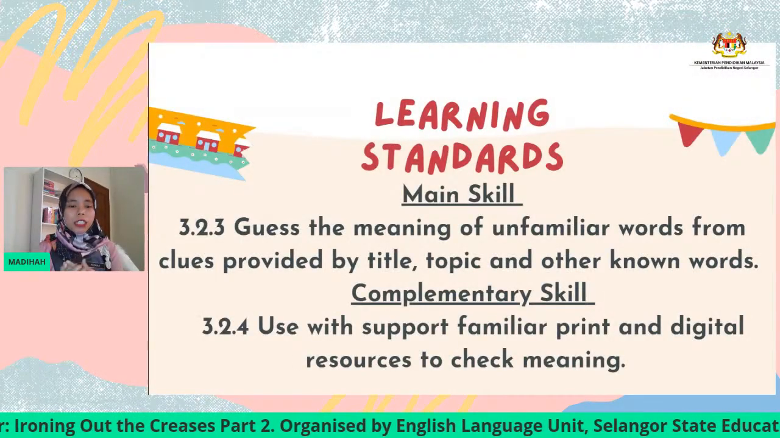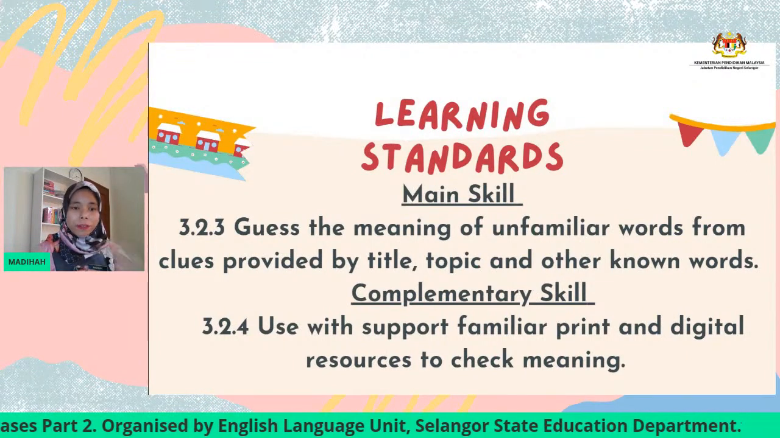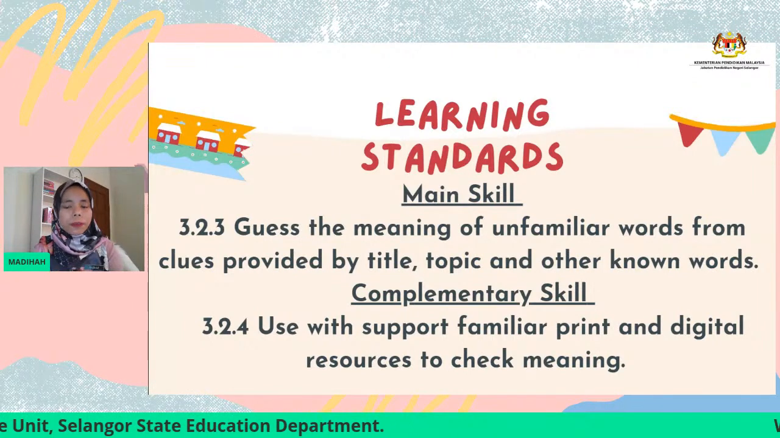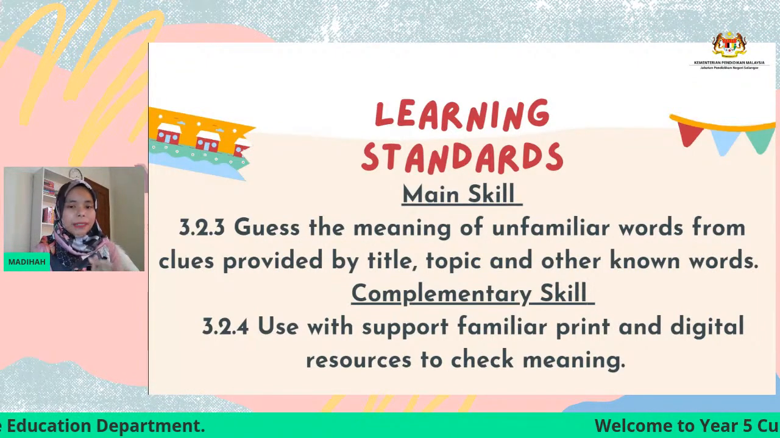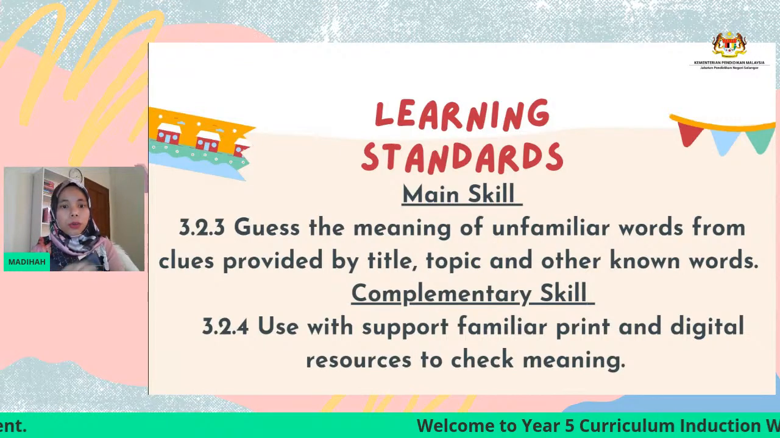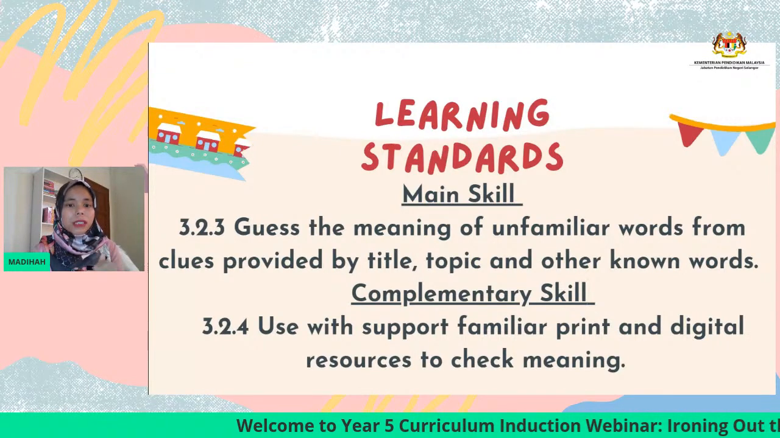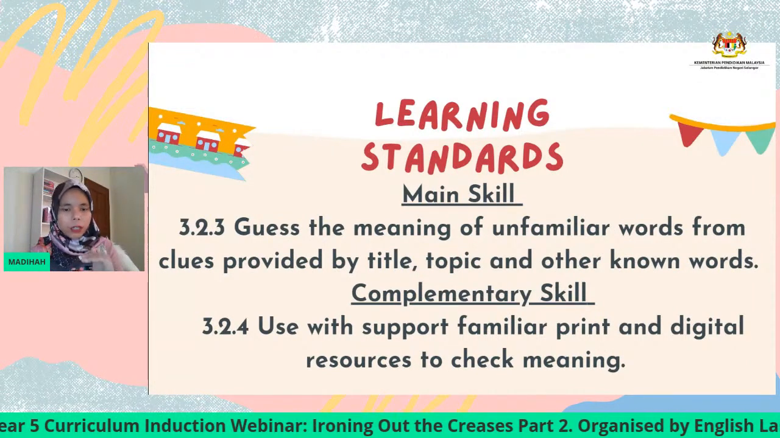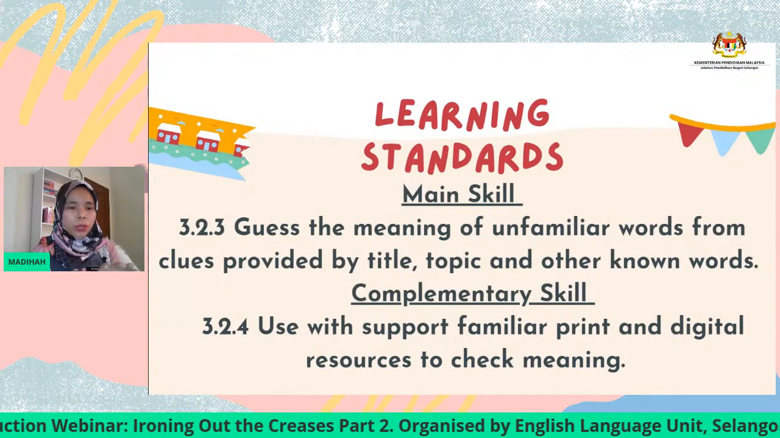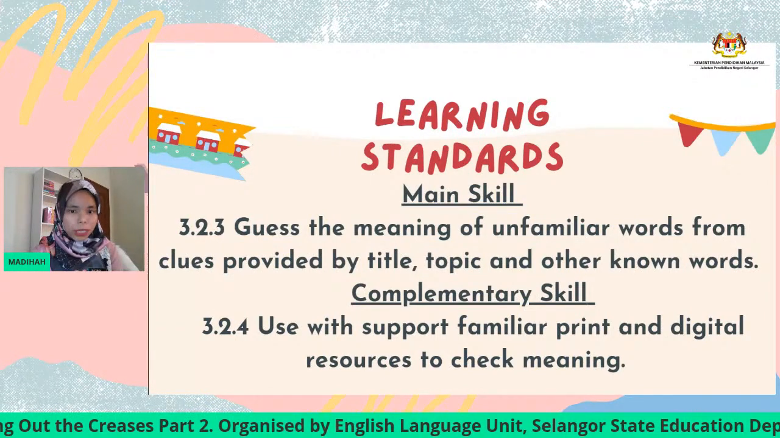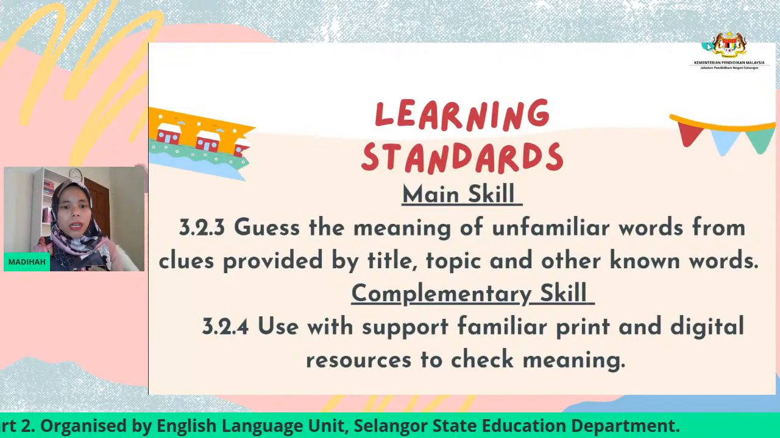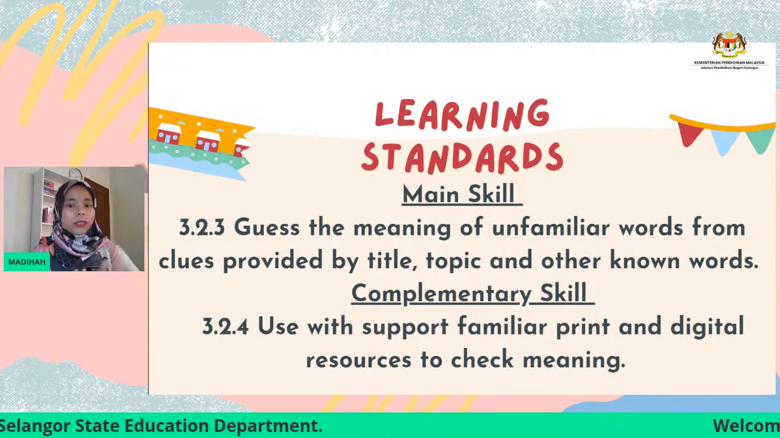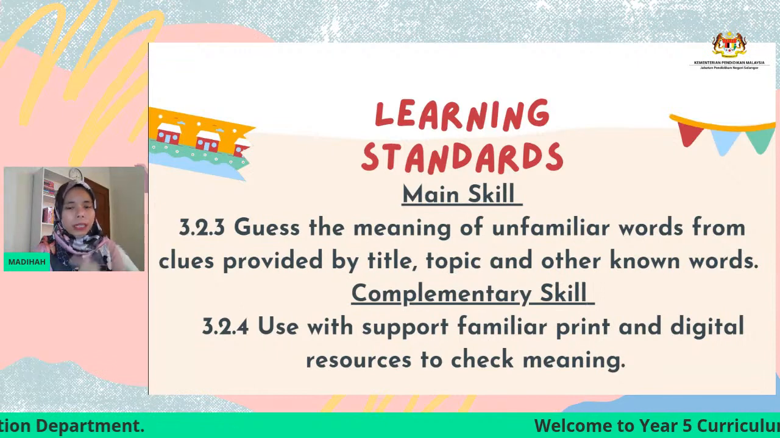So these are the learning standards for reading skills in reference to our SOW. The main skill for reading is to guess the meaning of unfamiliar words from clues provided by the title, topic, and other known words. Based on the main skill given here, pupils are needed to guess the meaning, which means they need to read the clues from the titles or the topics or any other words or vocabulary provided, and guess the meaning of the words. For complementary skills, still on reading, students will use, with the support of familiar print and digital resources, to check for meaning. All right, next slide, please.